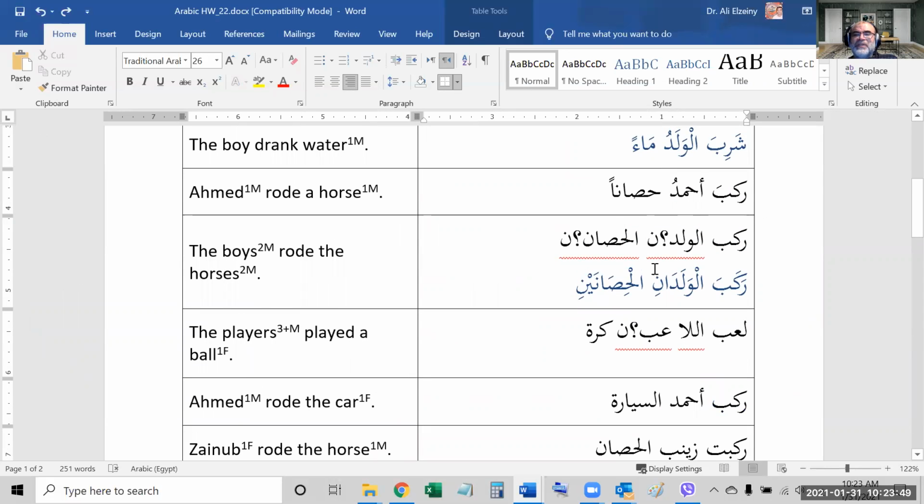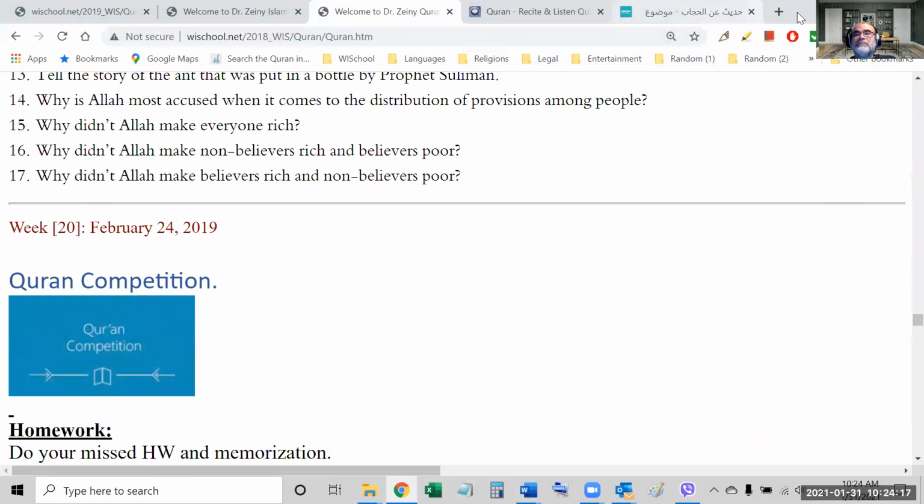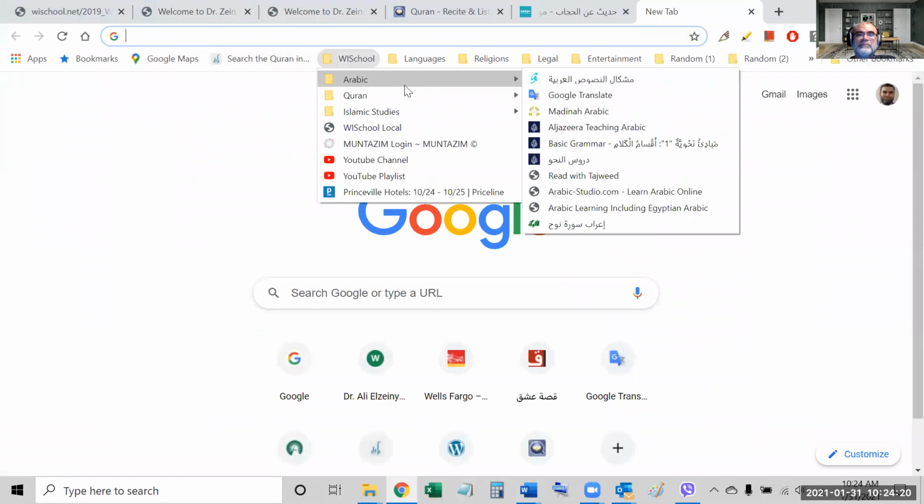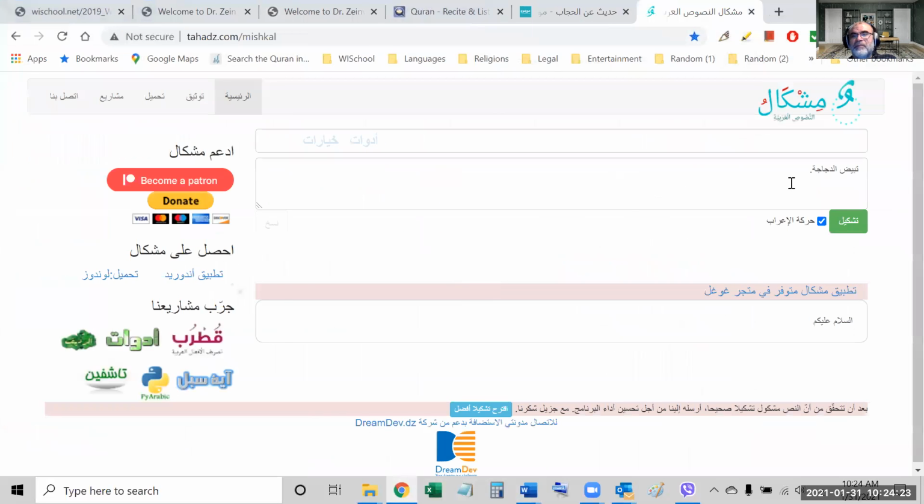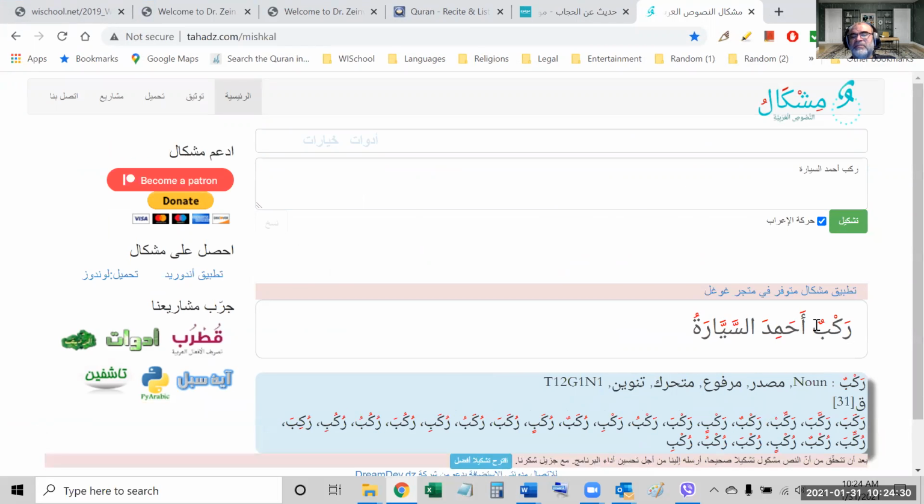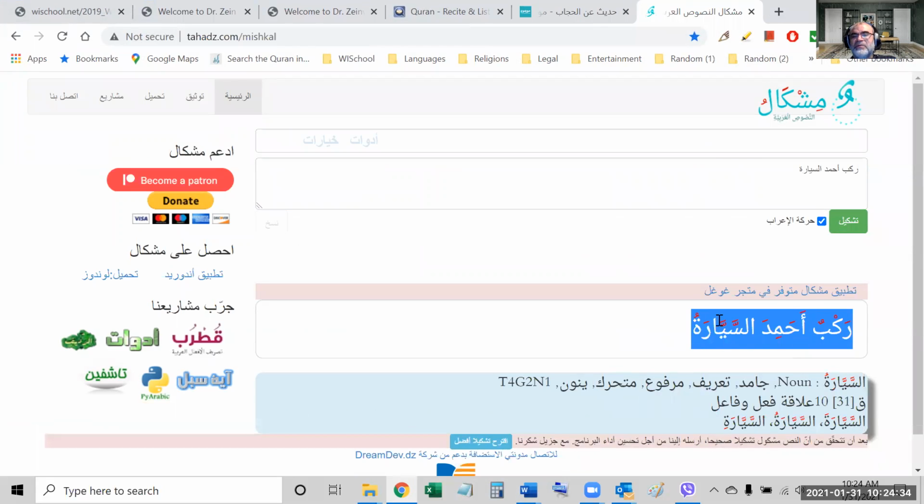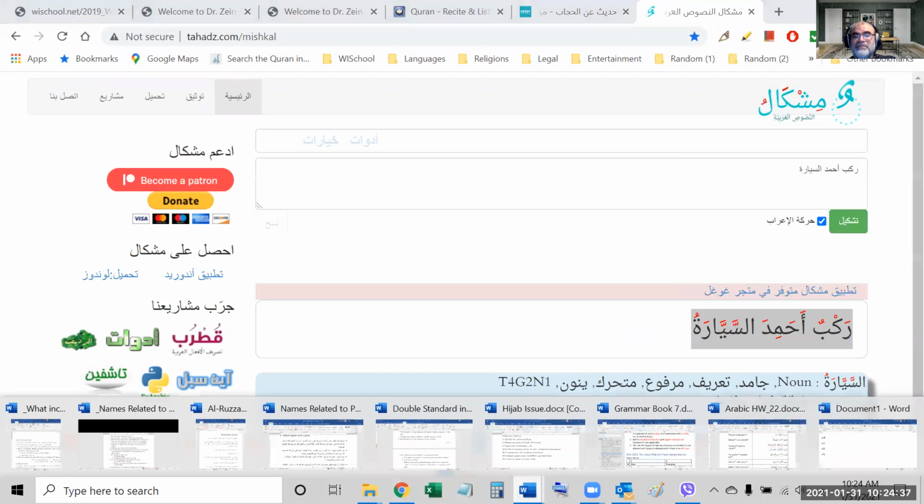What I want you to do in the homework, just like what I did here, is to copy this down here and to specify this is alif because it's marfu' and this is ya because it's mansub. And the tashkil, you can always get the tashkil. Let's say this one doesn't have a tashkil, so you can copy it and go to the Mishkal website and paste it, tashkil. So you need to massage this a little bit because it's not always correct. So you take this one here, you copy it back.